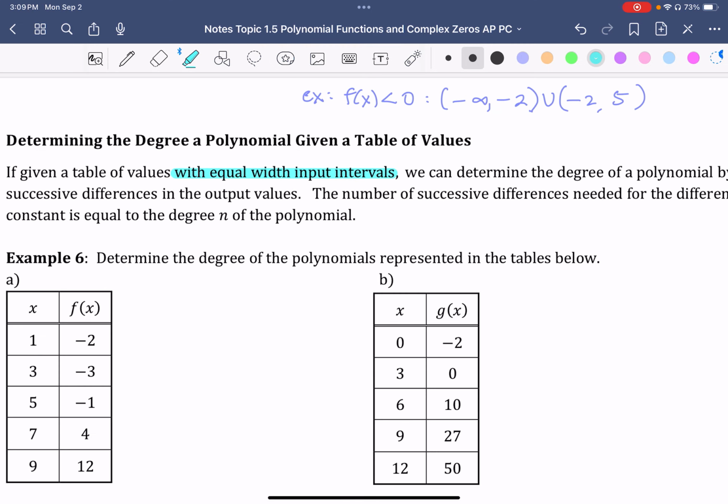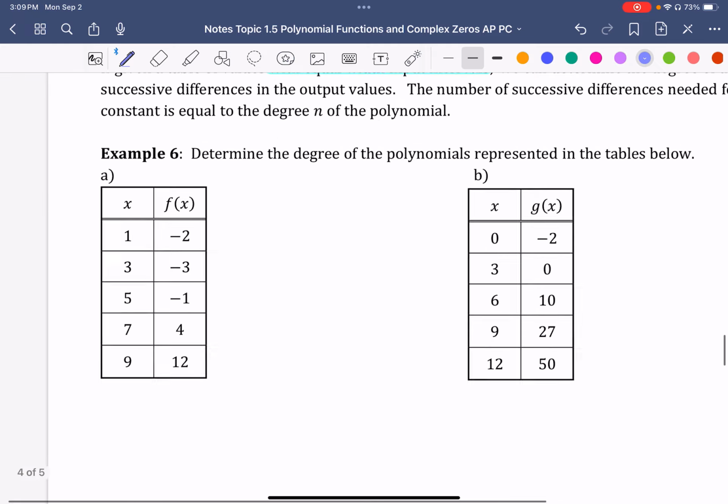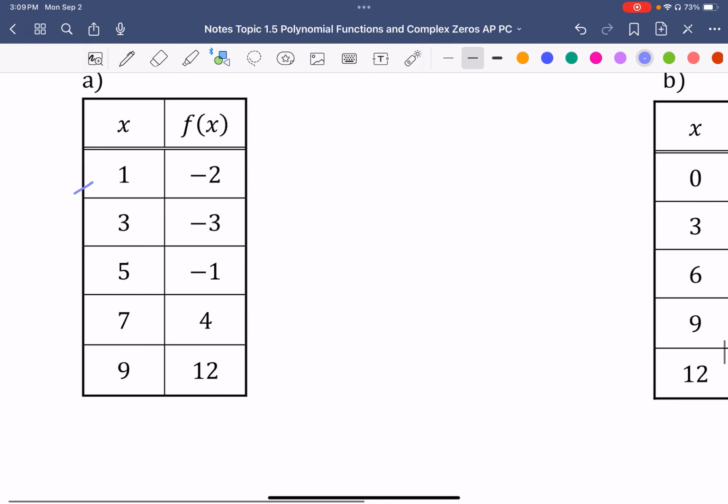Your input intervals need to be of equal width. That means that your changes in x must be constant. Okay, so that's very important. So you need to make sure that you're checking your changes in x, and if they are constant, then you can proceed with this method to determine the degree. If they are not constant, you cannot use this method to determine the degree. So what we're going to do is figure out how do I get from one number to the next on both the left and the right.